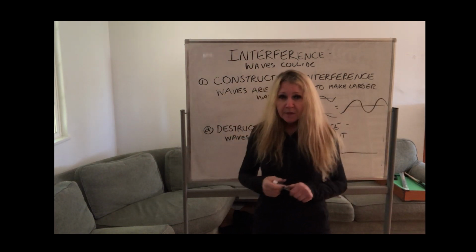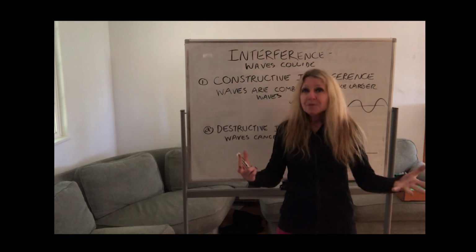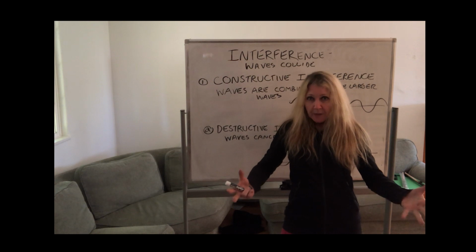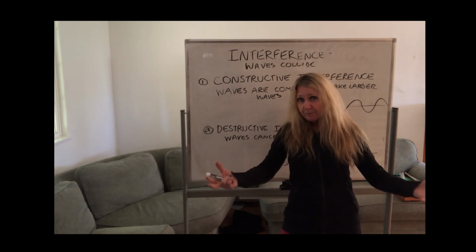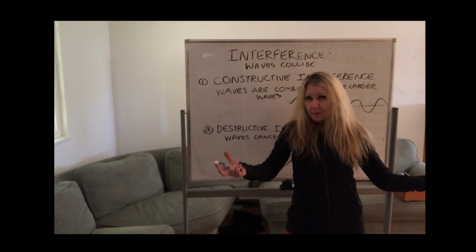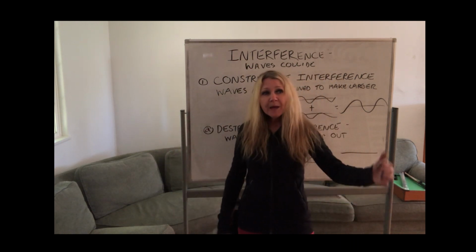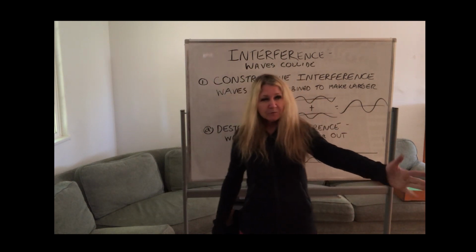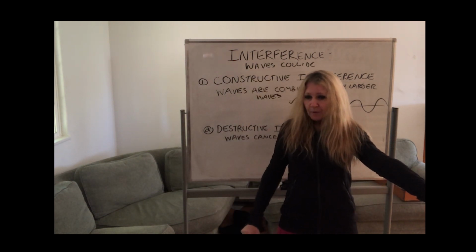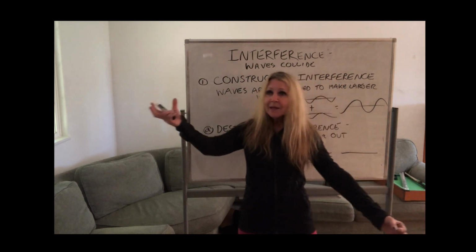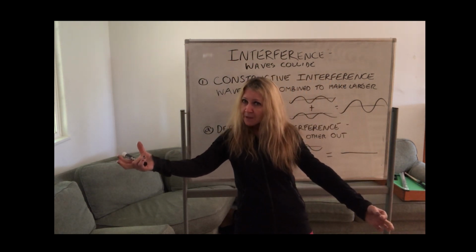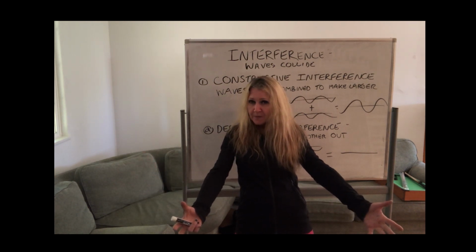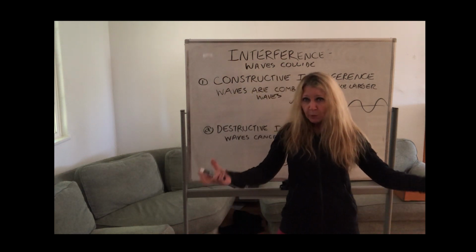Absorption. This is when the energy in the waves is absorbed by something and converted into another form of energy, for example, heat. If you think of a pavement or a blacktop, black roads, a lot of that light is absorbed in the road. It gets very hot. So that is absorption.